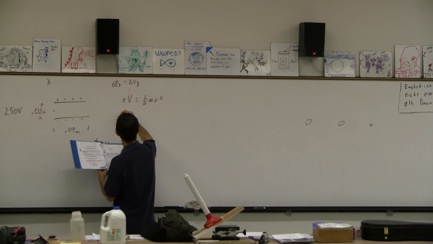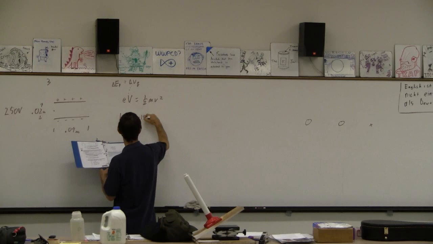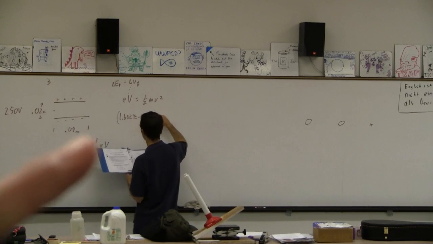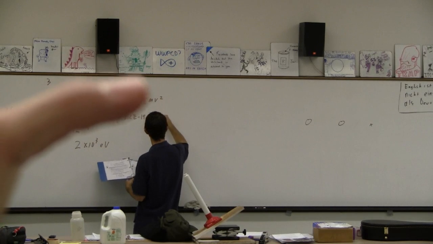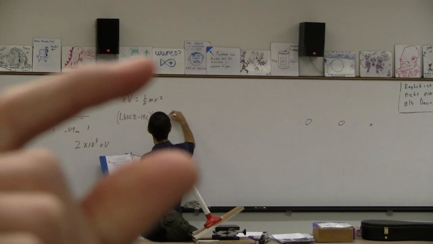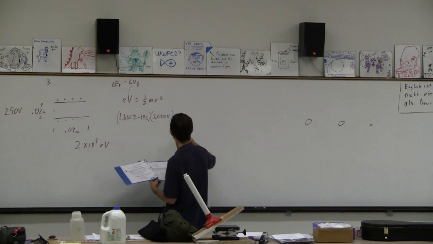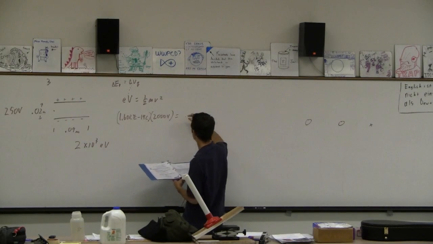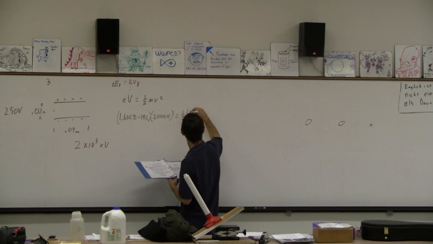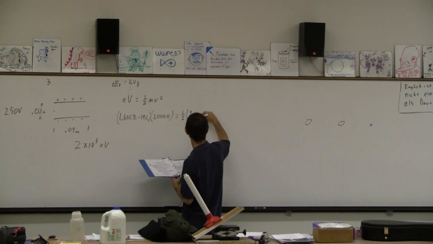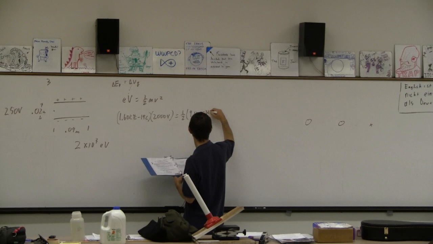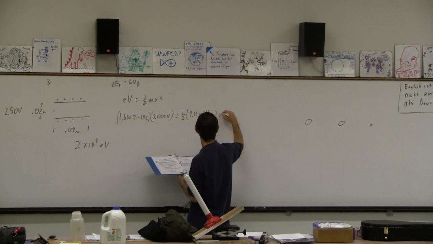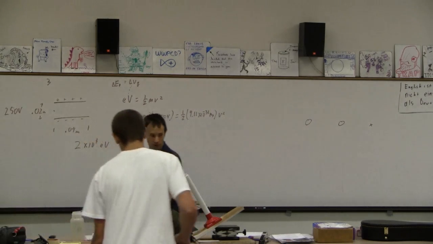So the charge is 1.602 E negative 19 coulombs. It's been accelerated through 2,000 volts, and a volt coulomb is a joule. Then 1/2, and the mass of an electron is 9.11 times 10 to the negative 31st kilograms, and then v is what we don't know.